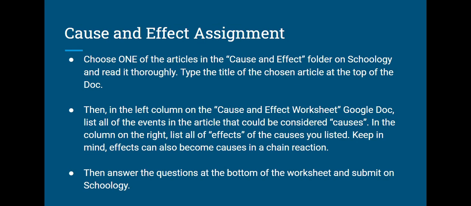And then in the column on the right, you're going to list all the effects that are caused by the causes you listed. So you list your first cause in the first row, and the effect of that cause is going to be in the first row of the other column. So they should link up with one another. And again, try to include as many causes as you can. Keep in mind too that effects can become causes, right? So something causes something else, which causes something else. So there can be chain reactions. So make sure you're paying attention to how these effects act as causes later down the road. When you're all done, answer the two questions at the bottom, and then submit that on Schoology.